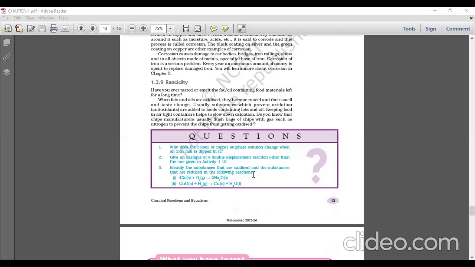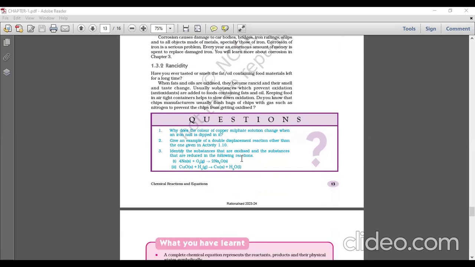Okay, so with these questions and answers, I think this chapter is completed. Only a few questions and answers are given in this page. Briefly explain why the color of the copper sulfate changes when an iron nail is dipped into it. Okay, please note down the answer.